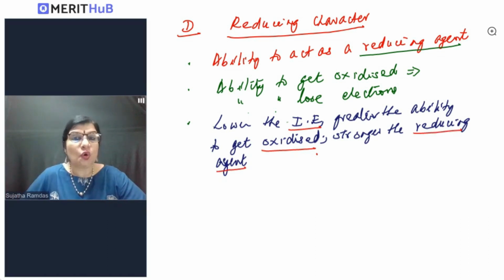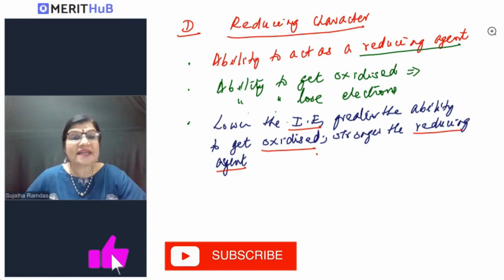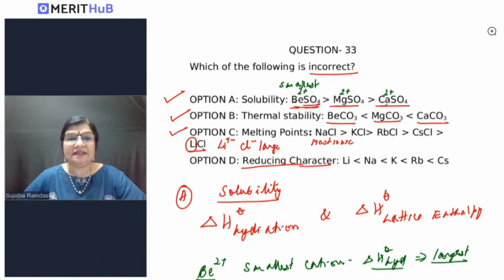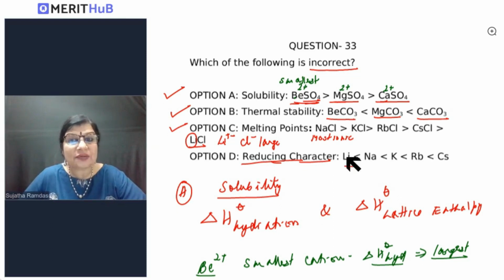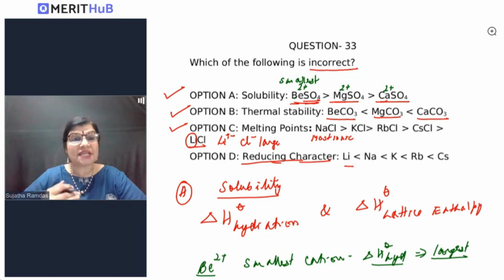So it looks as though ionization enthalpy is the only factor which determines the strength as a reducing agent. If ionization enthalpy was the only factor, then this particular order would be correct. Lithium would have the least reducing character, the weakest reducing agent, because it has the highest ionization enthalpy in that particular group. So as you go down group 1, since the size of the cation increases, the ionization enthalpy will decrease.